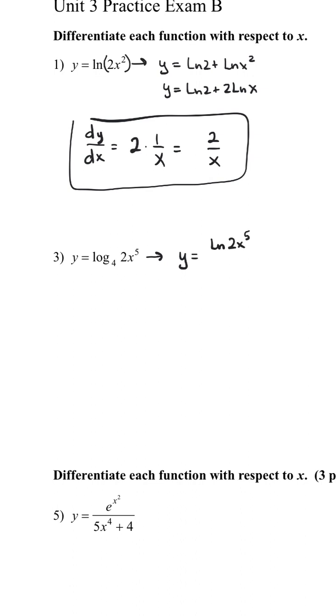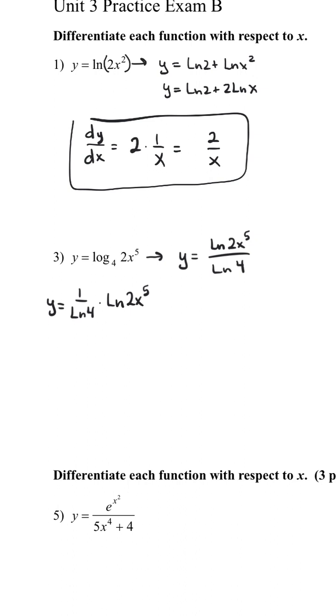So it's the natural log of 2x to the 5th divided by the natural log of 4. And then I would move that natural log of 4 rather than as a denominator, use it as a coefficient. And then simplify this logarithm here, kind of like we did here.